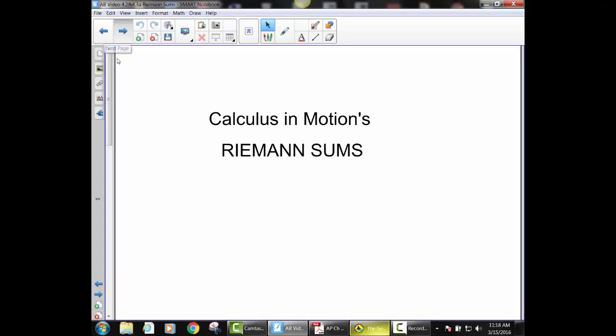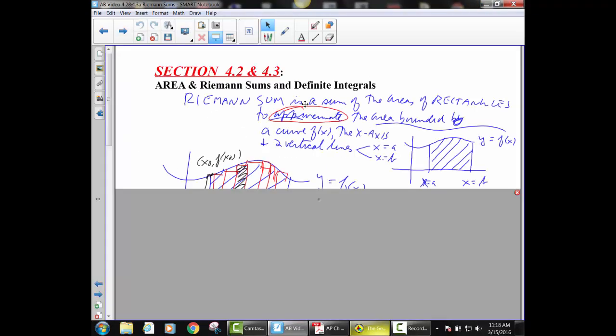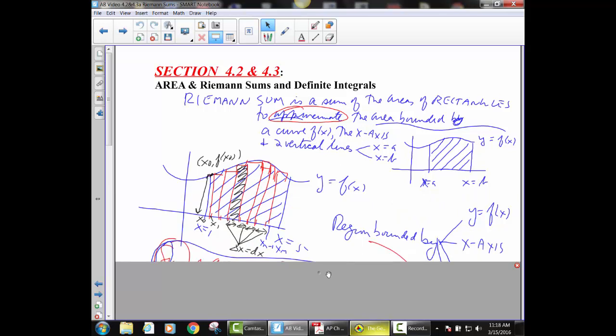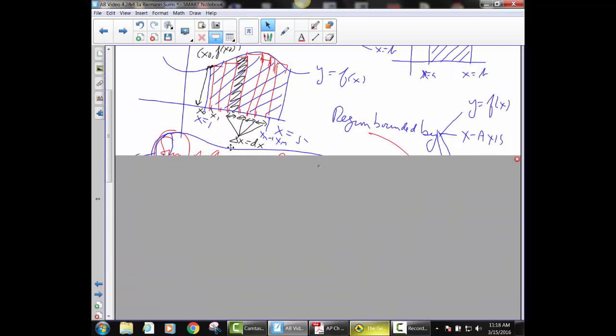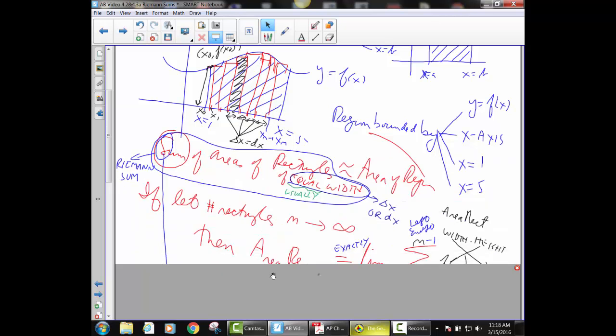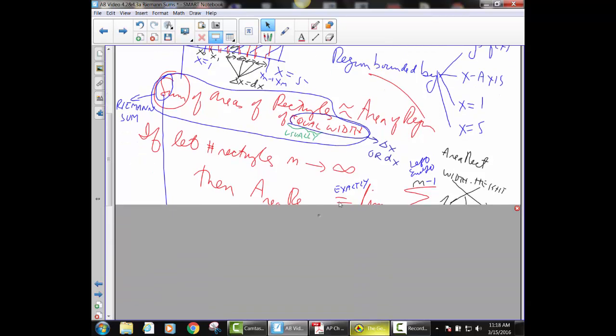Basically, a Riemann sum is a sum of the areas of rectangles to approximate the area bounded by a curve, the x-axis, and 2 vertical lines. Most of the time, not always, but 95% of the time, these rectangles are going to be evenly spaced. They're going to have equal subdivisions or equal intervals, which means all these dx's and delta x's are the same. So a Riemann sum is the sum of the areas of rectangles, usually with equal width, and that gives us an approximation of the area of the region.